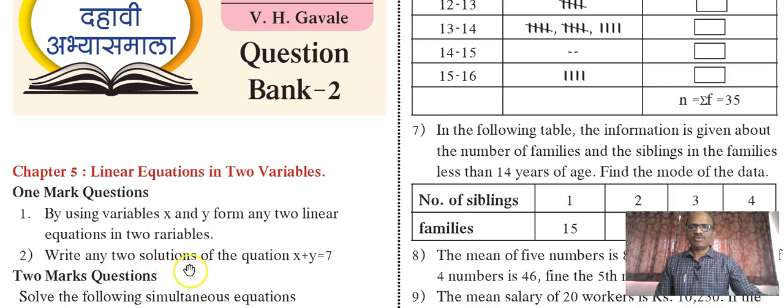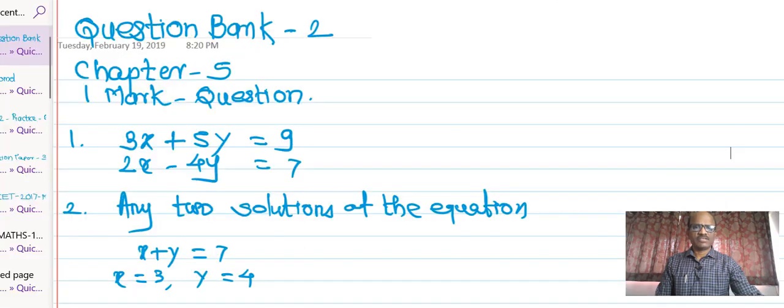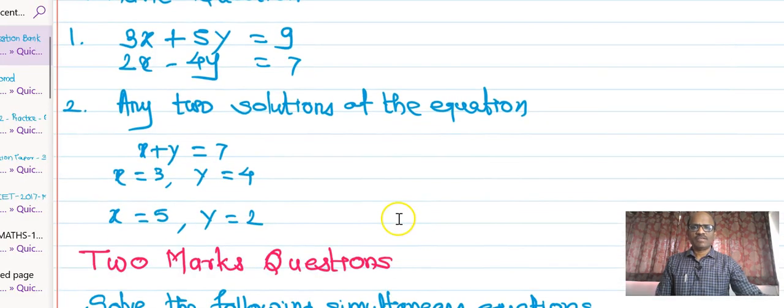Next, write any two solutions of equation x plus y is equal to 7. Again, this is a very simple question. Select the values of x and y such that x plus y is equal to 7. Now, in the first case, x is equal to 3 and y is equal to 4. 3 plus 4 is equal to 7. In the second example, x is equal to 5 and y is equal to 2, that is 5 plus 2, that is again equal to 7.